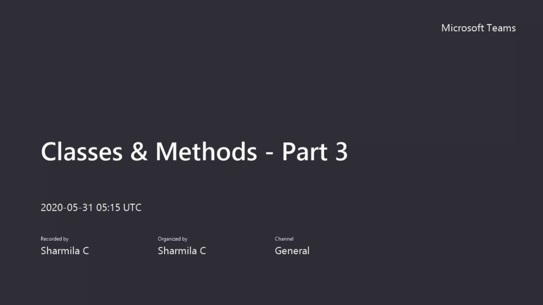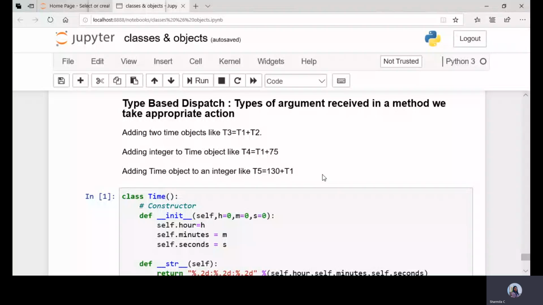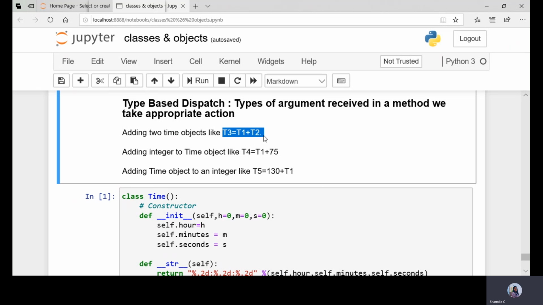Let's take one more example on classes and methods, and we'll see how the beauty of Python lies in surprising the programmers with more facilities. In the previous session, we saw how to add two objects. We performed the operation of adding two objects, and that is nothing but operator overloading.